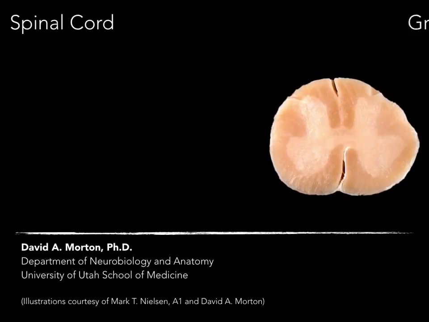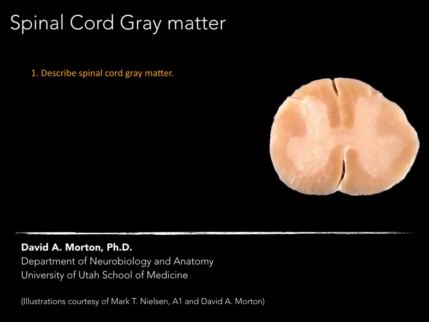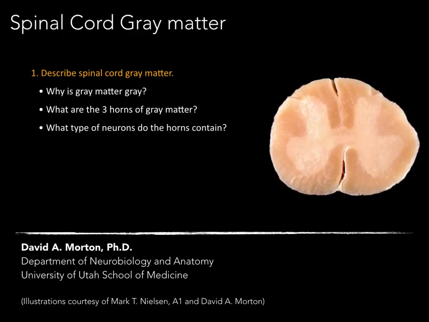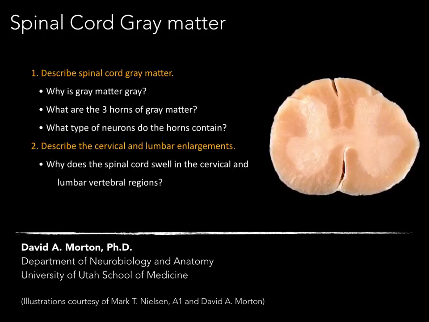I'm now going to talk about spinal cord gray matter, and our objectives are: one, describe spinal cord gray matter, and we'll answer the questions: why is gray matter gray, what are the three horns of gray matter, and what type of neurons do the horns contain? Second objective is to describe the cervical and lumbar enlargements by answering the question: why does the spinal cord swell in the cervical and lumbar vertebral regions?